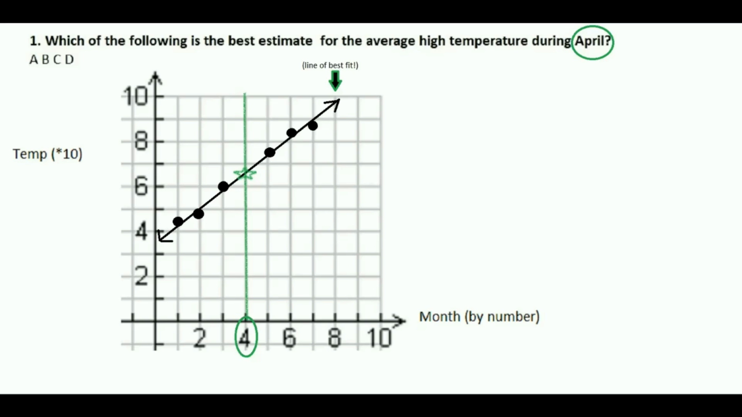Now, to figure out the most likely high temperature in April, we follow that star back to the y-axis. And right here, we can predict that the average high temperature for April is probably going to be right around 65 degrees. So 65 degrees is your best answer for number 1. That answer is B. All right, moving on.